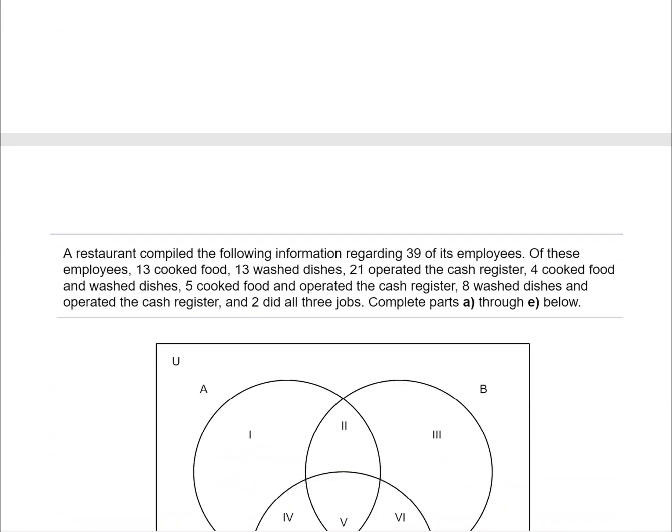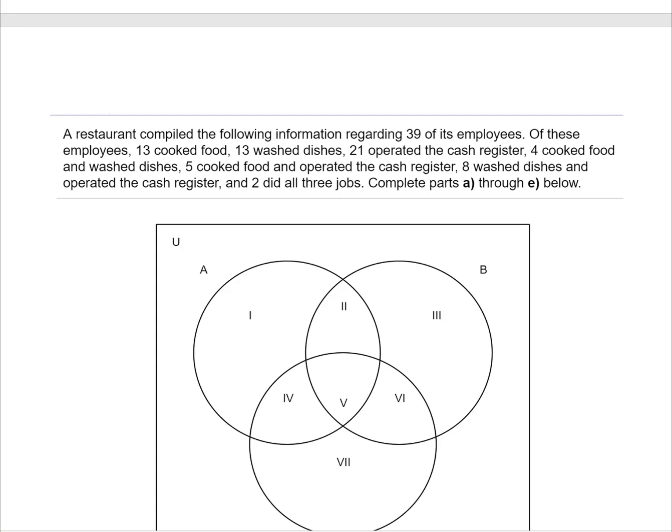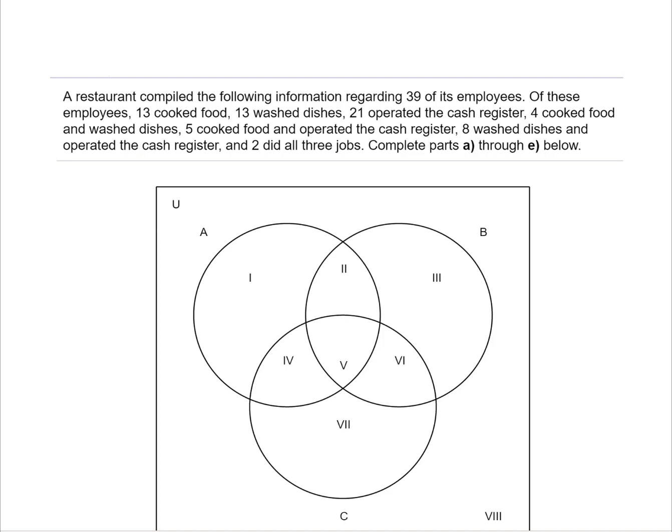All right, so let's move on now to a problem with 3 sets. A restaurant compiled the following information regarding 39 of its employees. Of those employees, 13 cooked food. So again, here's the general layout of a 3-set Venn diagram. I'm going to put an F here for food. 13 washed dishes. I'm going to put a W for washed. And 21 operated the cash register. So I'm going to put a C down here for cash register. And then they go on to tell us how many did 2 jobs and how many did all 3.